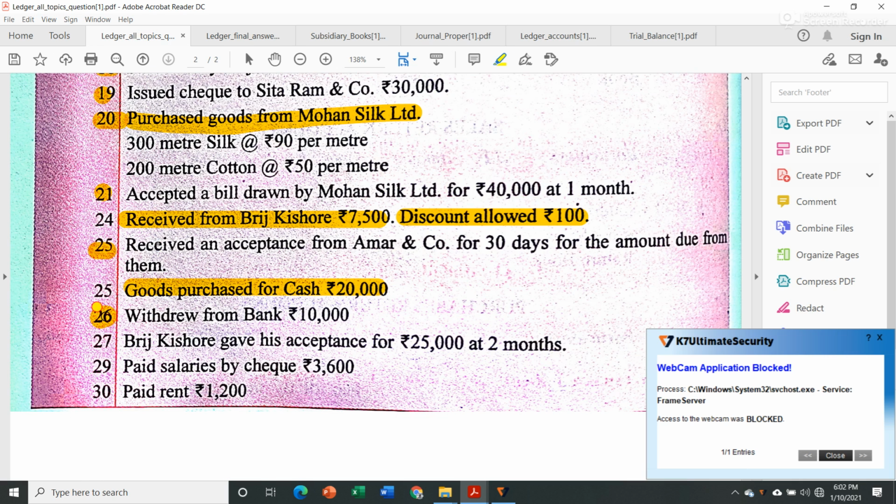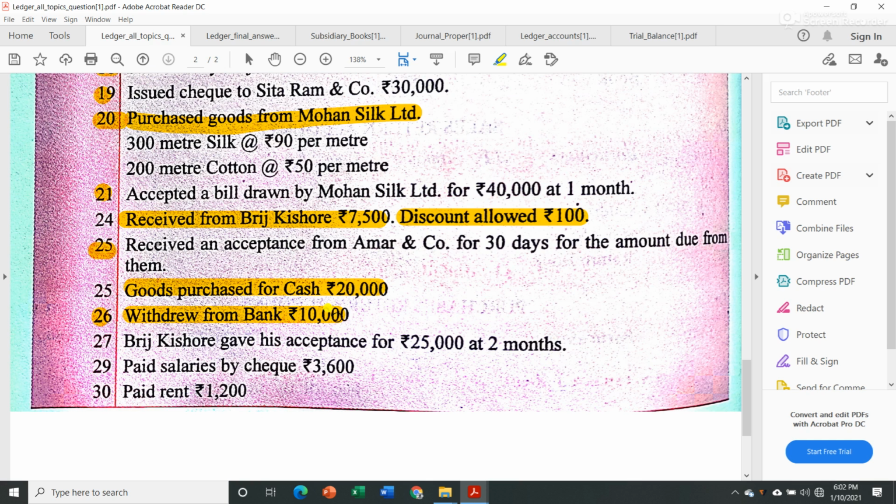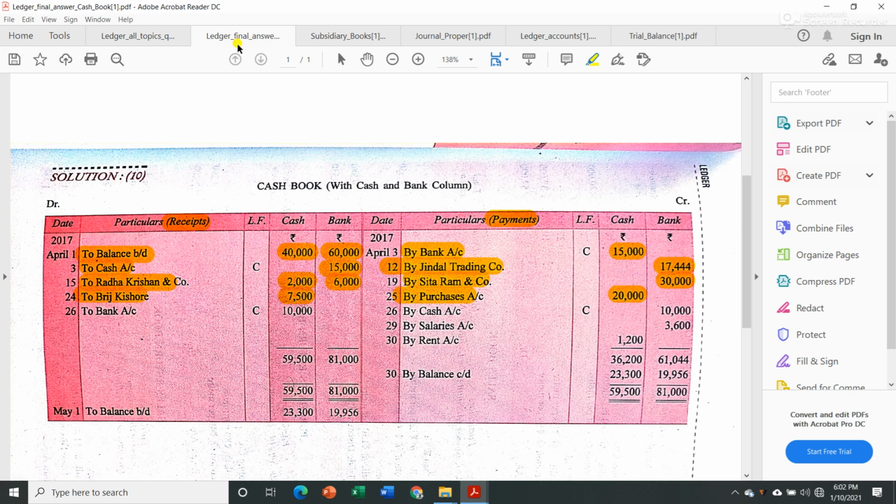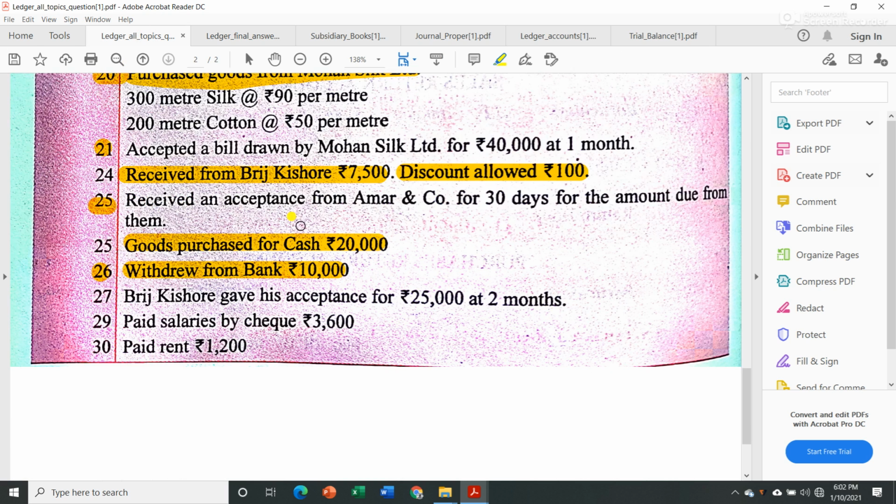Then the next transaction, on the 26th: withdrew from bank 10,000. They haven't mentioned personal use, so we assume it is a contra entry. First we make the entry in the cash book, to bank account 10,000, then by cash account 10,000. Contra entries are ignored while preparing ledger accounts, so it will not have any treatment in the ledger. Let us see the next transaction.